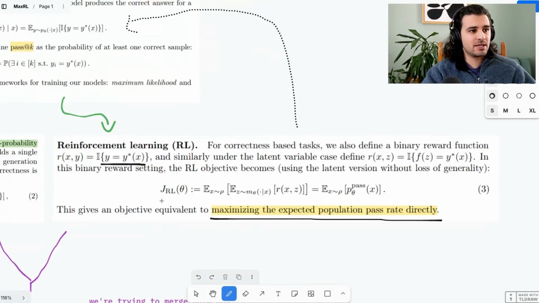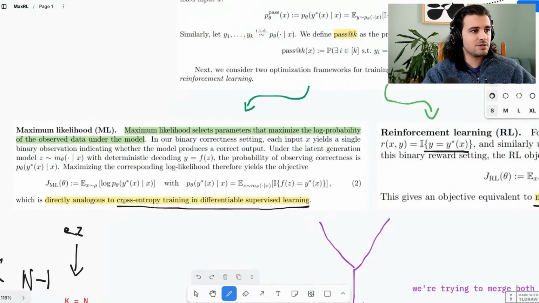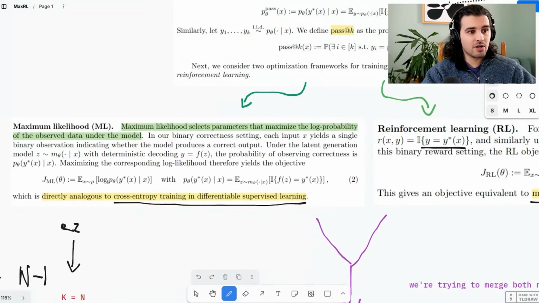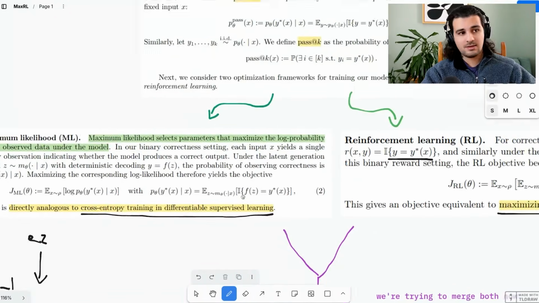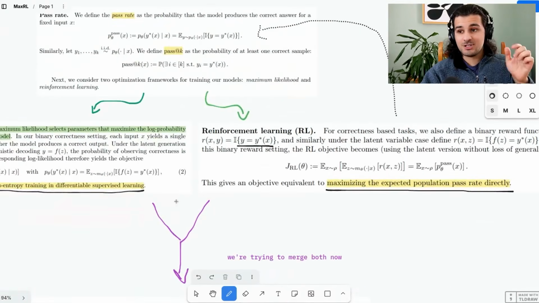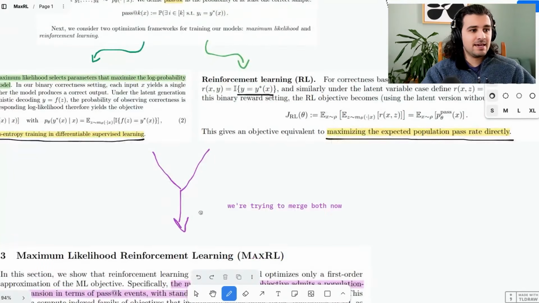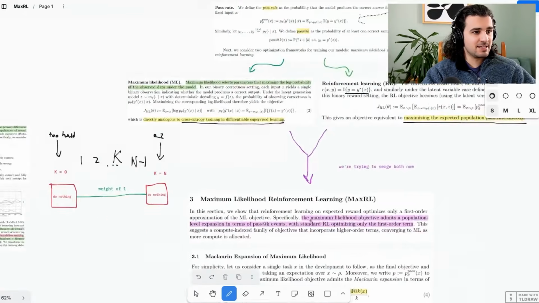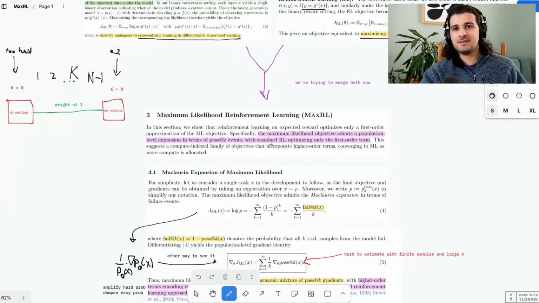When you look at the objective that you're trying to optimize here, you're just maximizing the expected population pass rate directly. In the other case, it's not that. You're trying to optimize the log of that. Here you have the log, here you don't have the log. That's it. They're going to take these two ideas and try to merge them both. That's the stuff that we're going to see in a second.